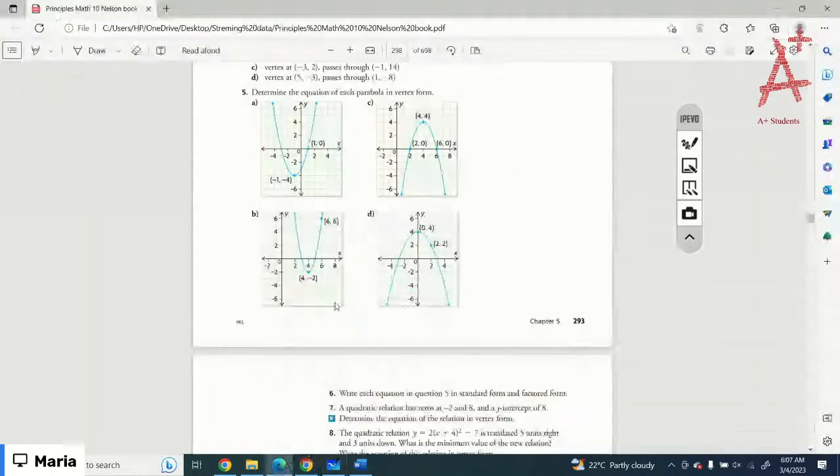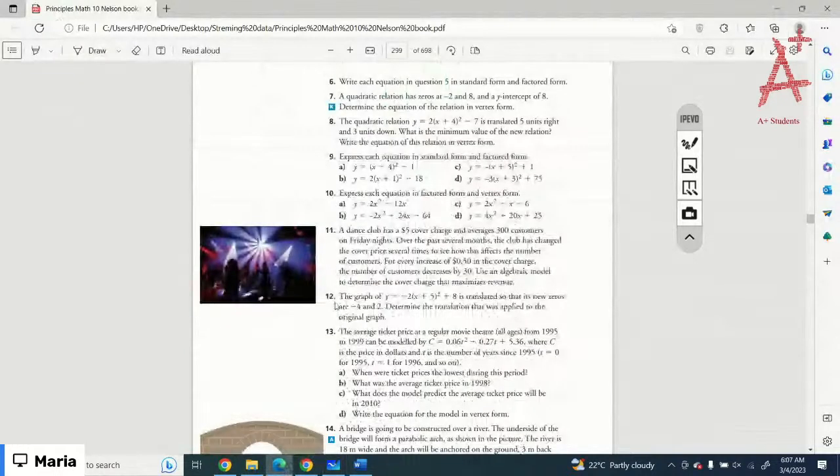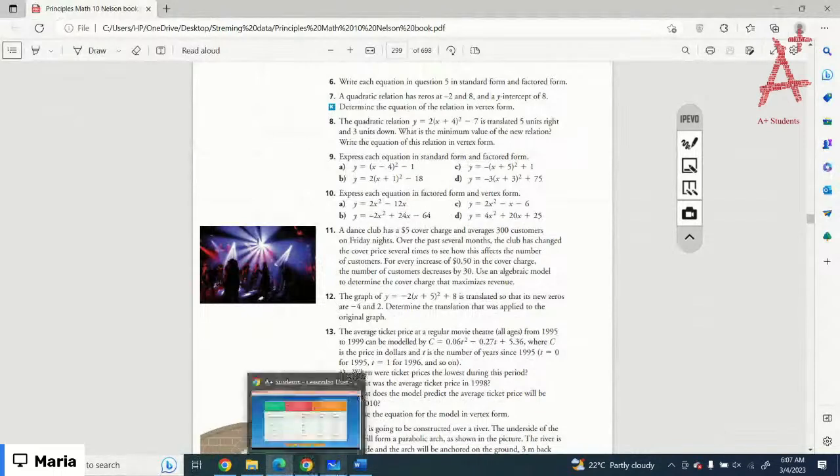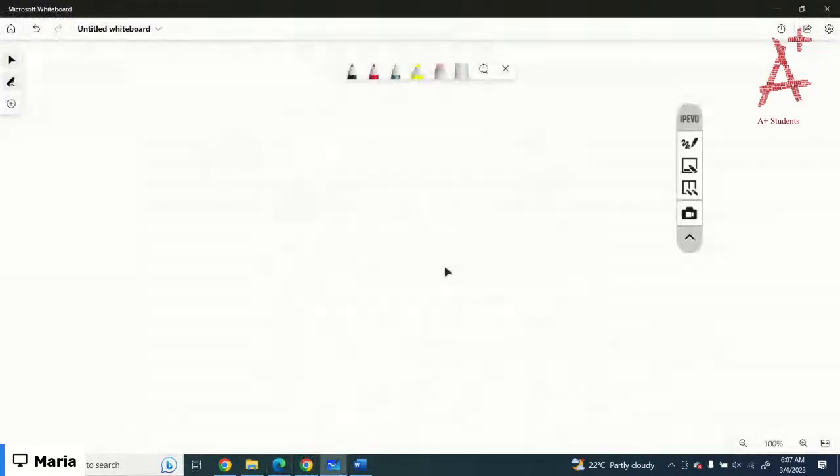Let's start with question number 9. Express each equation in standard form and factored form. So the equation is y equals x minus 4 whole square minus 1.